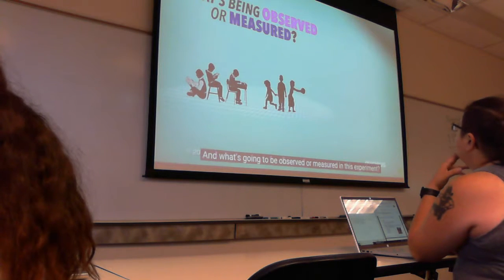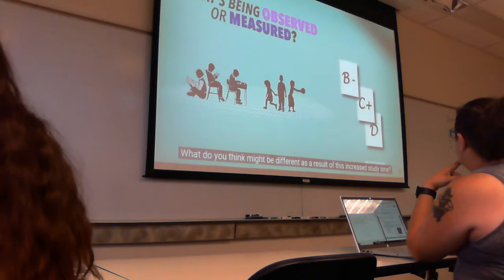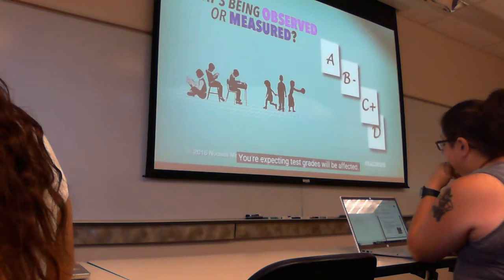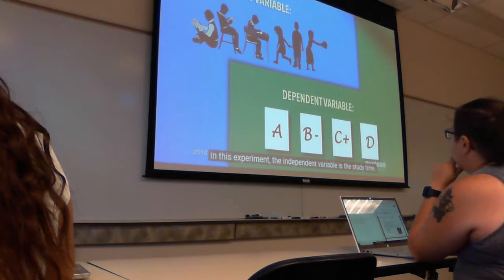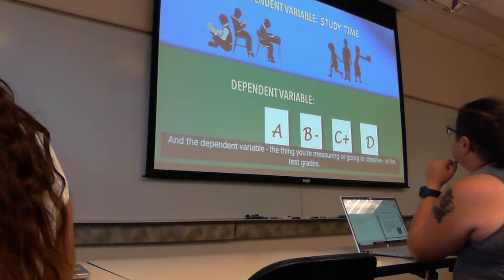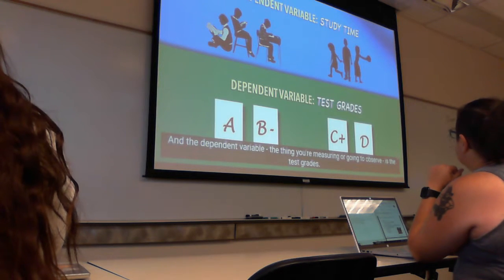And what's going to be observed or measured in this experiment? What do you think might be different as a result of this increased study time? You're expecting test grades will be affected. In this experiment, the independent variable is the study time. And the dependent variable, the thing you're measuring or going to observe, is the test grades.